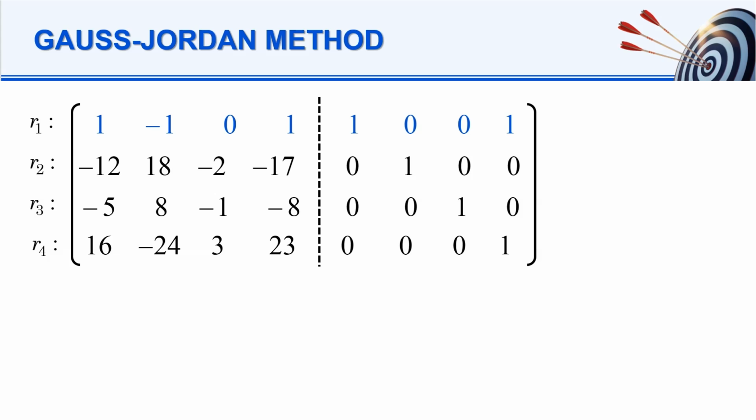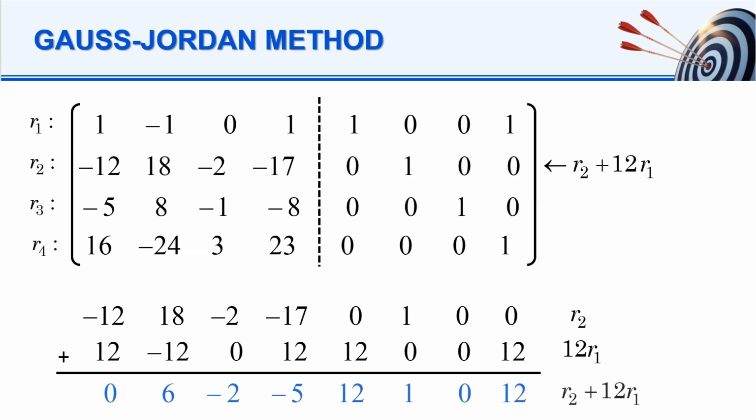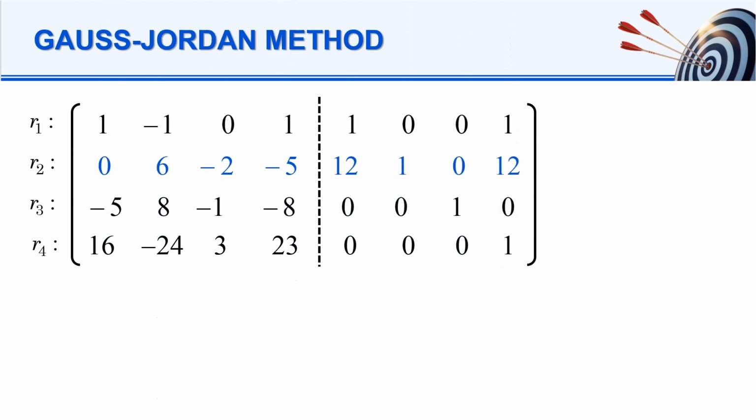Now we want to create zeros below 1 in the first column. First, we use the first row to eliminate the -12 in the second row. To accomplish that, 12 times the first row is added to the second row. Row 2 plus 12 times row 1 yields the following. The original second row is replaced with the new row obtained as a result of this row operation.